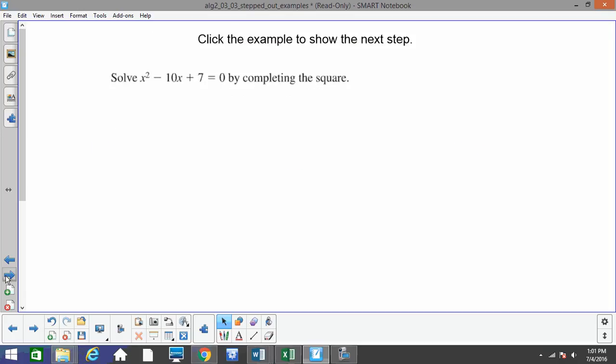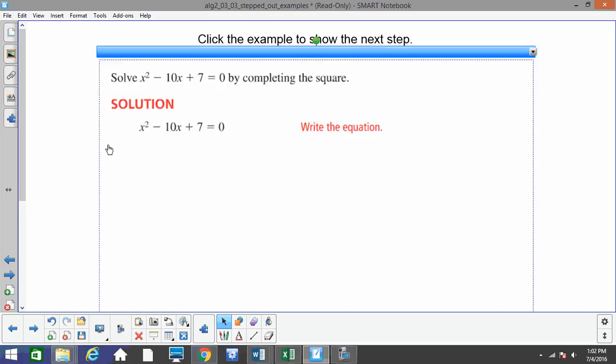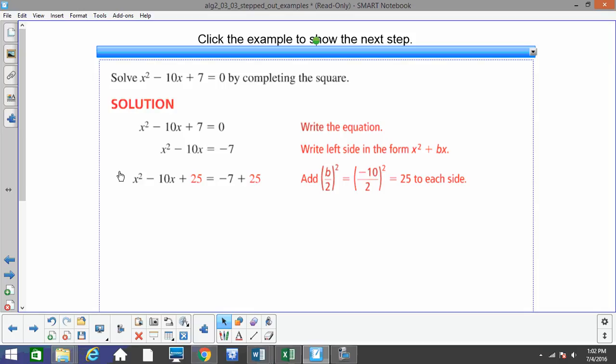All right, so now the fun part comes. We're going to solve by completing the square. So start with the equation, and you're going to subtract 7 over, because you only want the x squared and the minus 10x. You want your constant on the right-hand side. Now we're going to have to form a perfect square trinomial. Negative 10 divided by 2 squared is going to be 25. Because we want to keep everything even, add 25 to both sides.